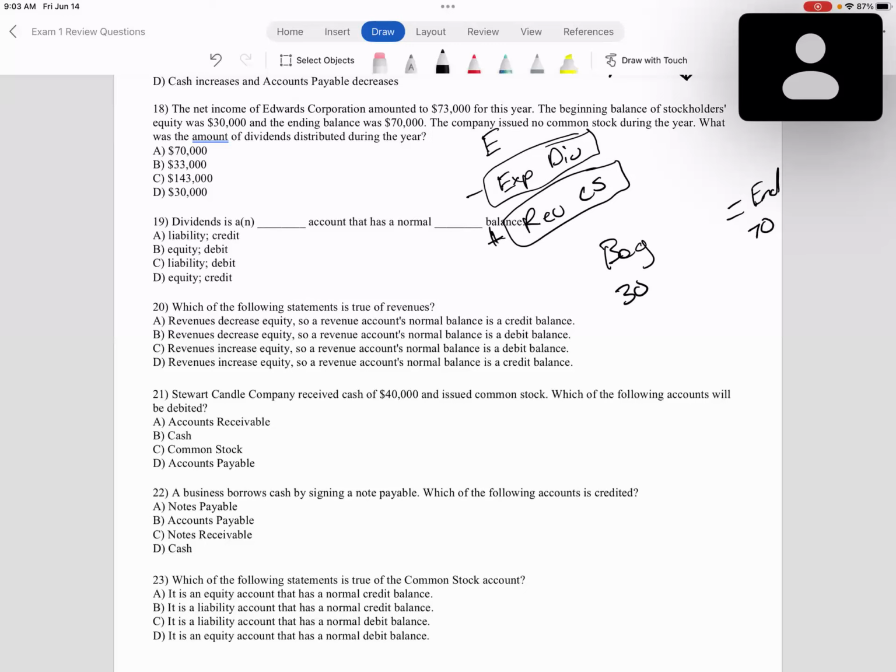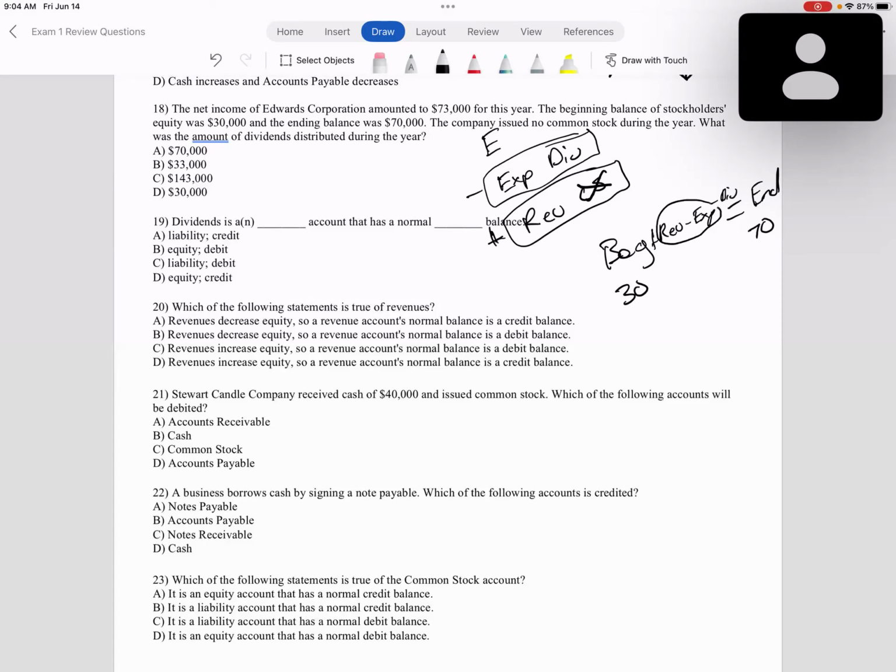Okay, so our beginning is 70. Remember, revenue would increase it. They said it didn't issue any common stock, so we didn't have anything there. So revenue would increase it, expenses would decrease it. So beginning plus revenue minus expenses minus dividends, and then that'd give us our ending balance.